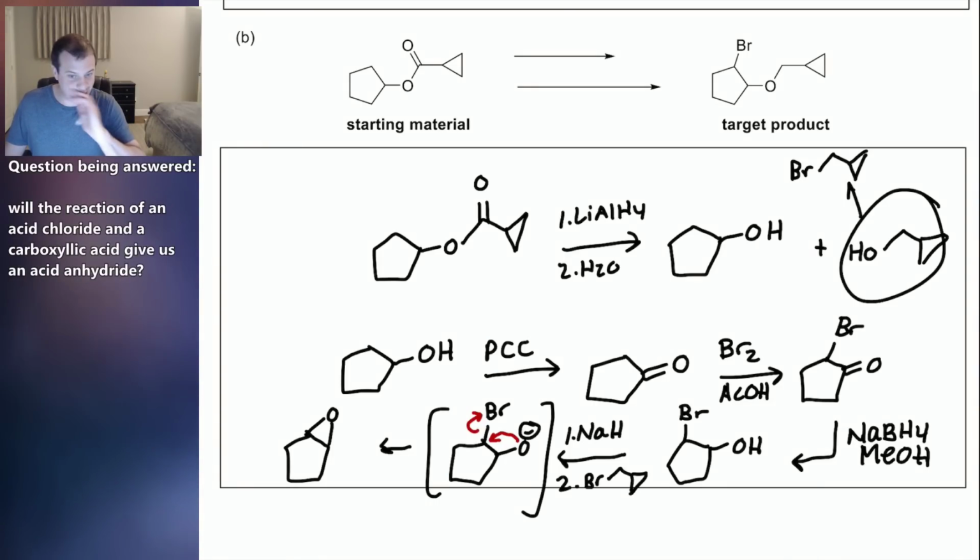Will the reaction of an acid chloride and carboxylic acid give us an acid anhydride? It does, but we didn't learn this reaction in the class, so you won't see it on the final.